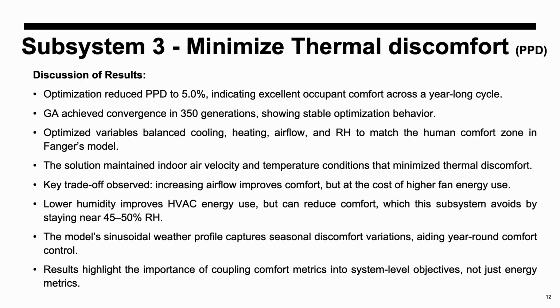The results of the optimization of subsystem 3, where we see that the PPD was reduced to 5%, and this result shows that an increased airflow and relative humidity enhance comfort but come with some energy penalties. By staying near 45 to 50% relative humidity and adjusting airflow moderately, the system avoids overventilation and maintains thermal balance.